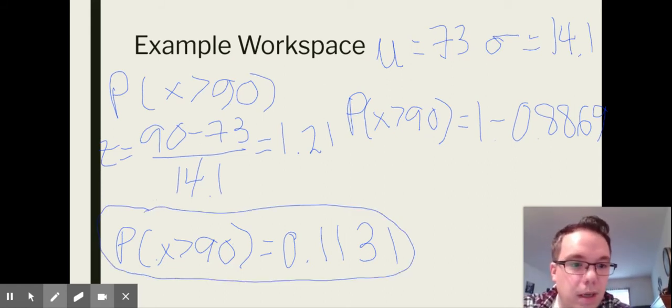Just like the day before when we were trying to find area to the left, we just took the area from the table. And when we're trying to find the area to the right, we had to subtract from 1. When a probability means greater than, that means we are to the right. So we have to subtract from 1.